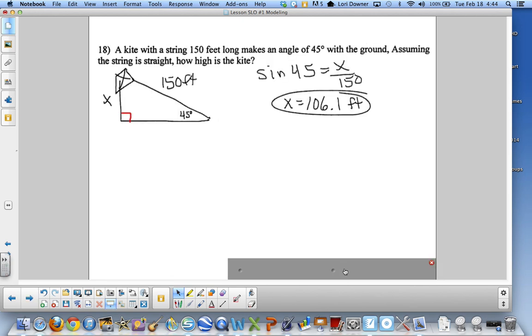That's all for this movie. You've now seen how to model these different situations. I would like you to take this theme and you are to complete the worksheet, Modeling SLO Worksheet. We've done a few problems in this movie. Please finish that worksheet.